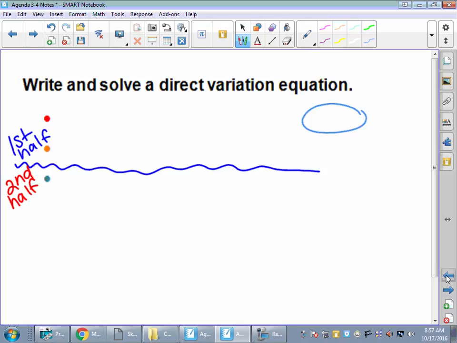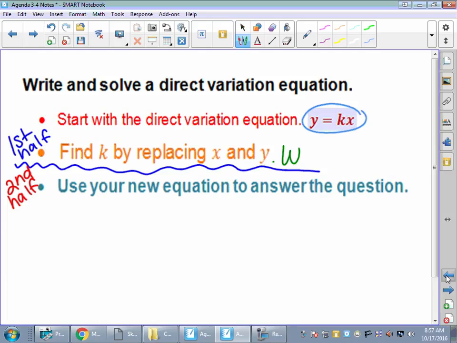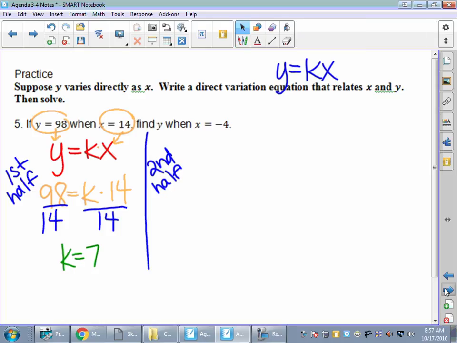I should have added to this. I'm going to add to it right now, to this first half: write the new equation. So that's still in the first half. So my new equation, since we just found that k is 7, is y equals 7 times x. We found k, so we put that k value in there. So there's the first half.